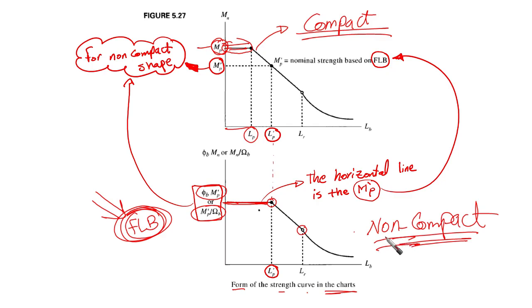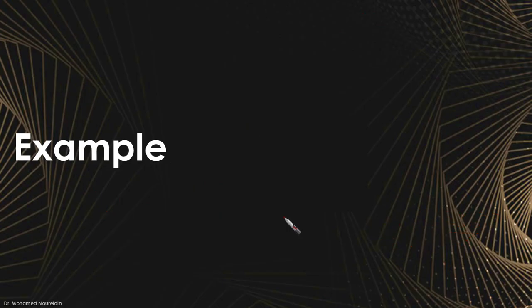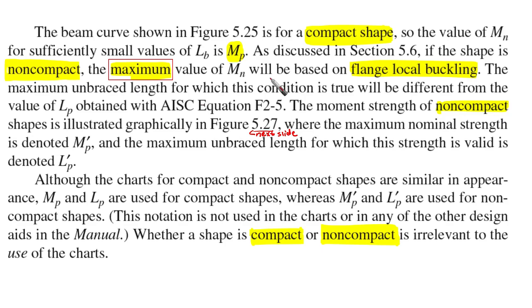In the curves or in the charts, you're not going to be able to distinguish whether the horizontal line is MP for compact or flange local buckling. Okay, it is MP here or flange local buckling. You cannot tell unless you check the cross section, whether it is compact or non-compact. This is only what I wanted to highlight, and this is what the book is telling us. But again, this is what I have explained exactly.